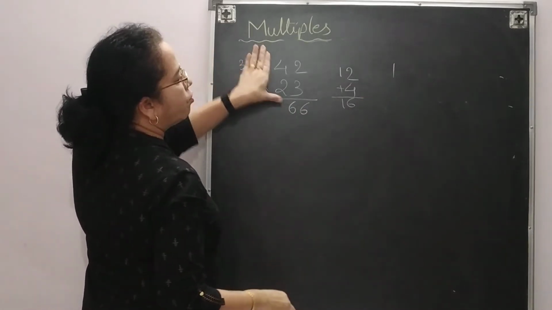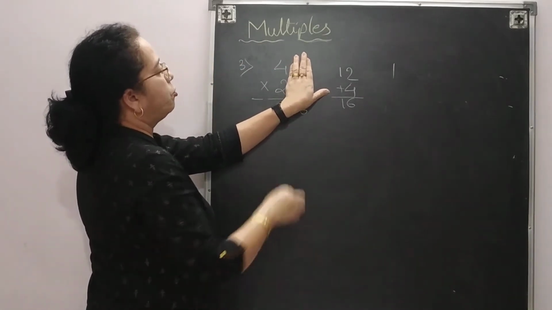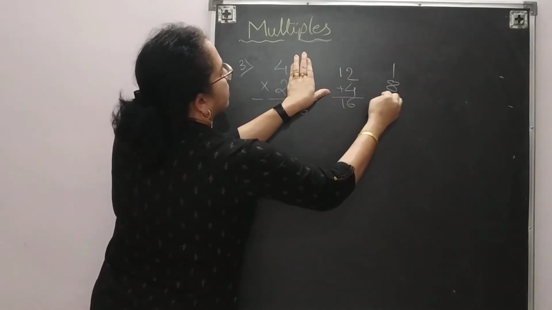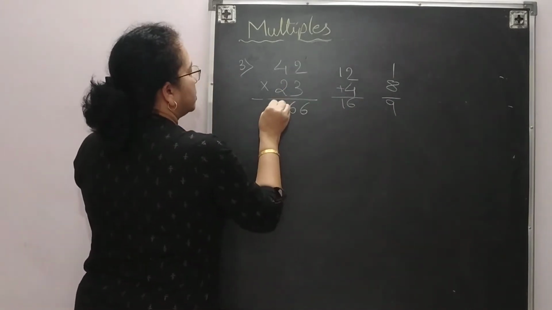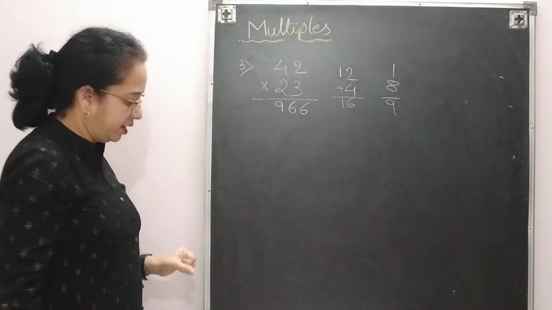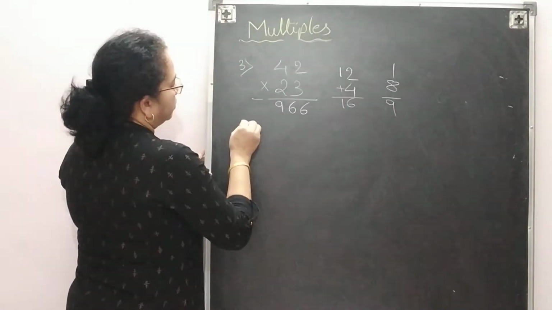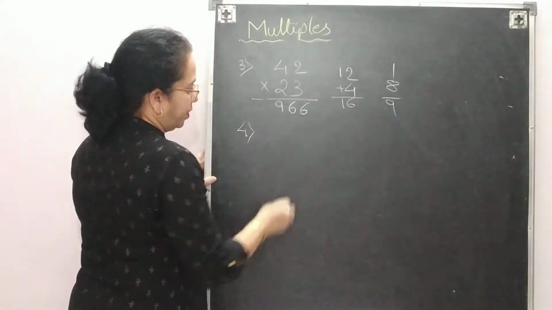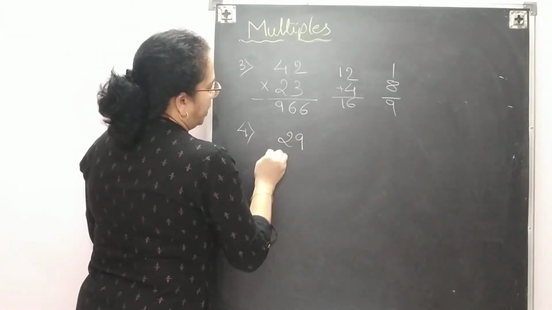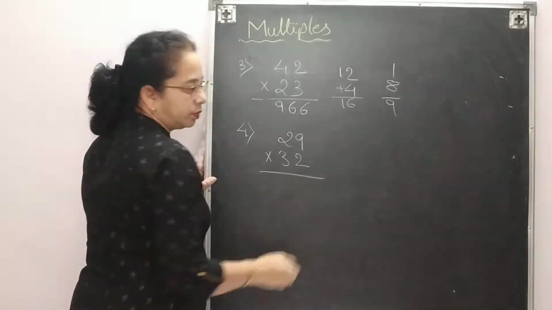1 is the carry over, and now start hiding from here. 4 2s are 8. So 8 plus 1 is 9. So this is 9. 966. So let me take one more example. 29 multiplied by 32. Okay.